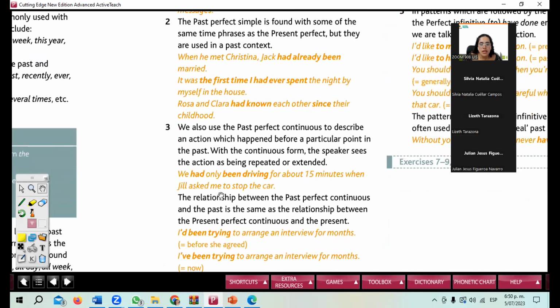Okay, this is just examples for the past perfect continuous. It's focused on the action being repeated or extended, as we already know. We had only been driving for 15 minutes when Jill asked me to stop the car, okay? The continuous form only focuses or reinforces that the action was repeated or extended for a period of time.